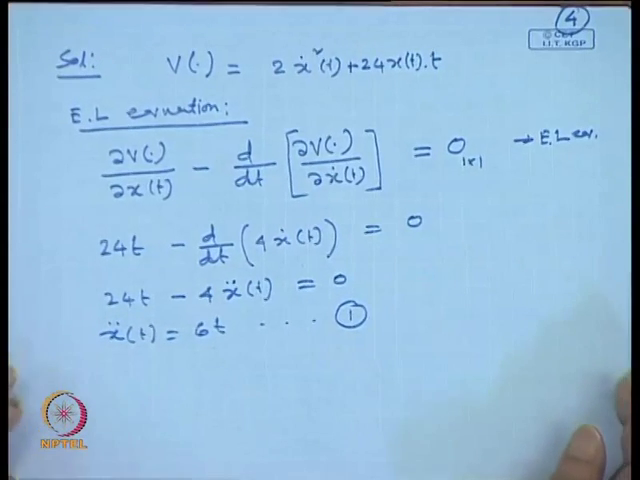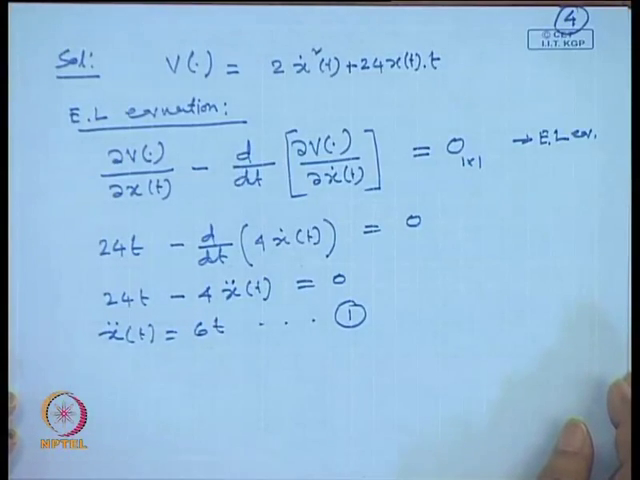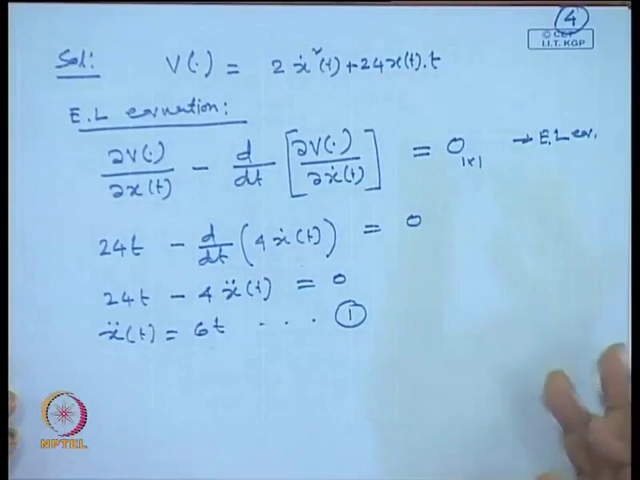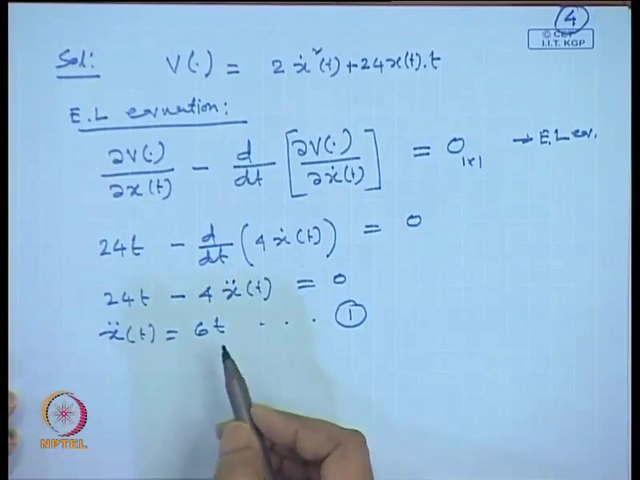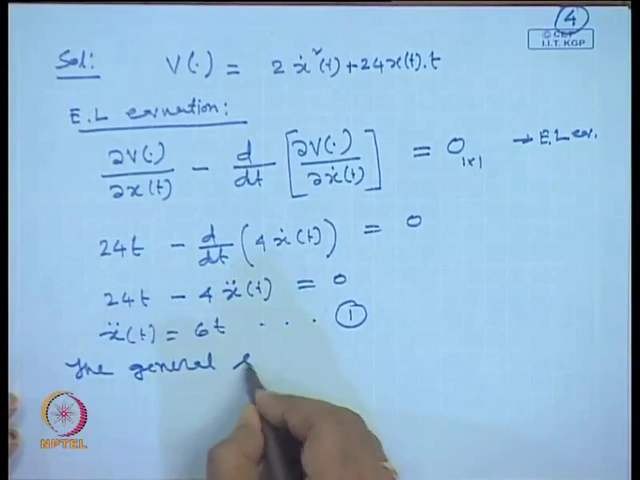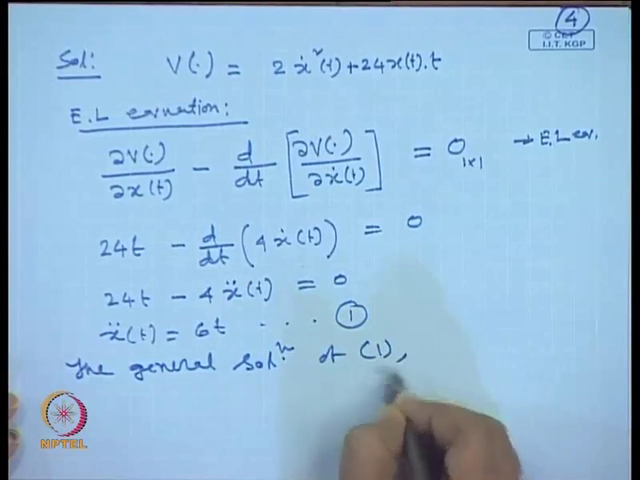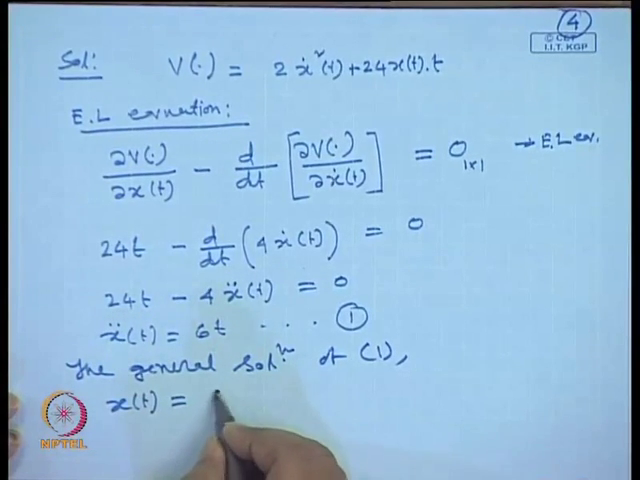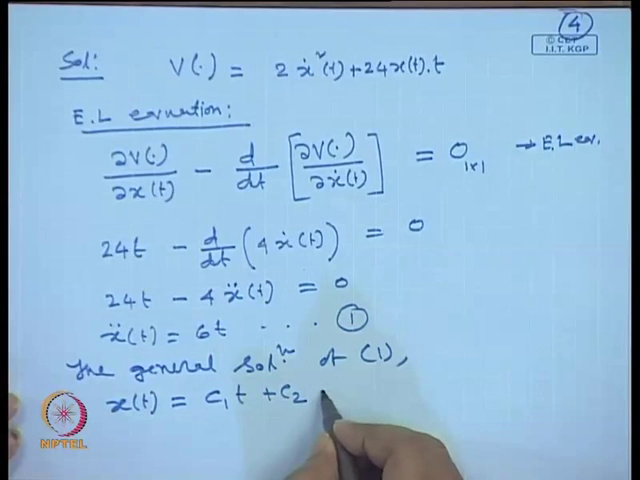I will advise you to recap the solution of differential equations in the presence of a forcing function. Since this is a simple case, one can find the solution by double integration. The first time you integrate you get one constant term, the second time you get another constant term. So I can write the general solution of equation 1 as x of t is equal to c 1 t plus c 2 plus t cube.